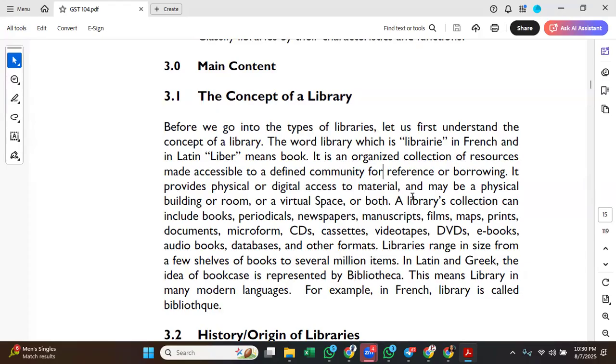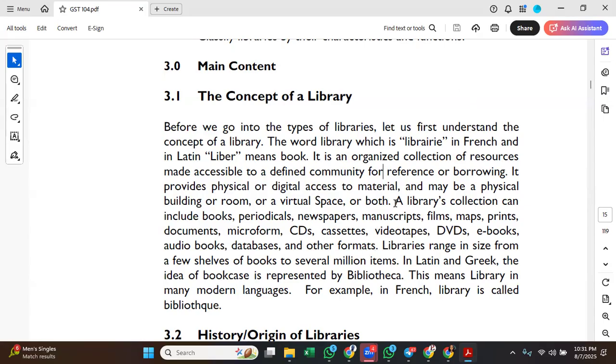Now, a library's collection, this is another definition. A library's collection is just everything that the library has to offer in form of resources. So everything you can find or locate in the library, they are called the library's collection. A library's collection can include books, periodicals, newspapers, manuscripts, films, maps, prints, documents, microfilm, CDs, cassettes, videotapes, DVDs, ebooks, audio books, and other formats.